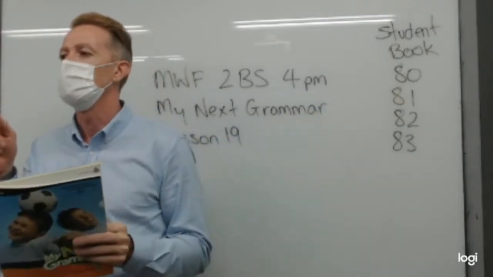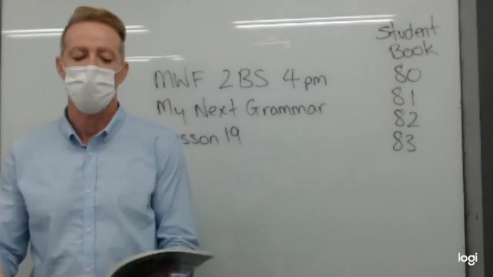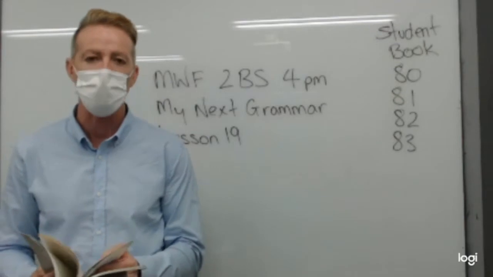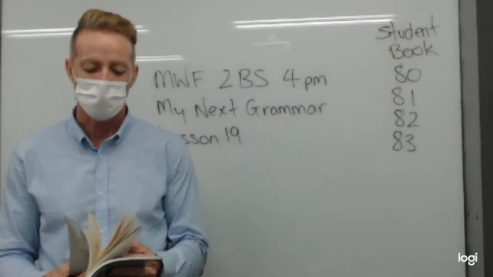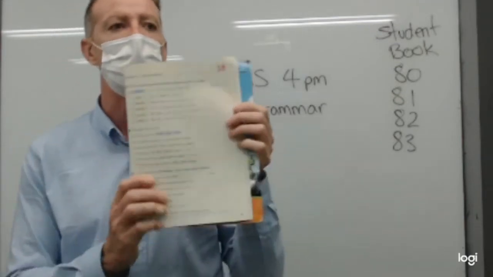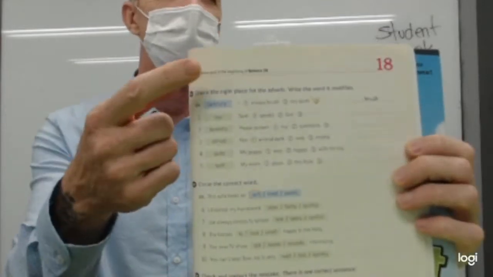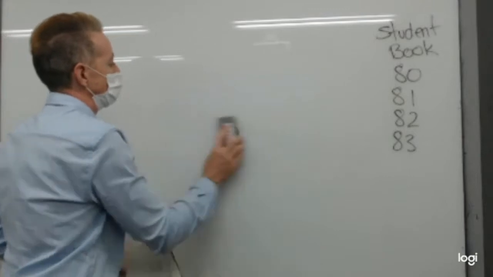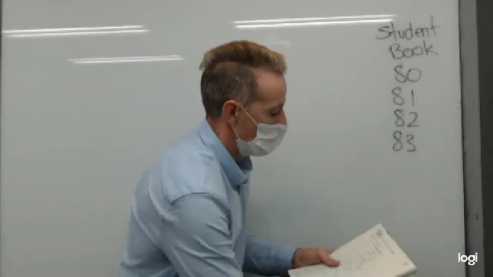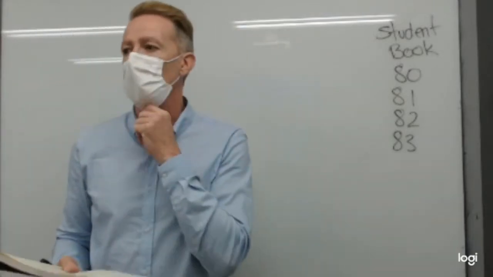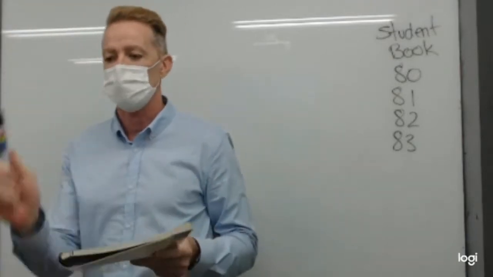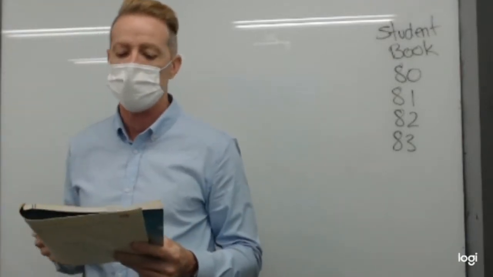First, we need to check homework for lesson 18. Lesson 18, page 1, 2, 3. So please, if you're at home, check your homework. Lesson 18 in your student book. Alright, you have to circle the correct word. Easy enough. Just circle the correct word. Alright, Sam, can you stop please? Number one, I ate.